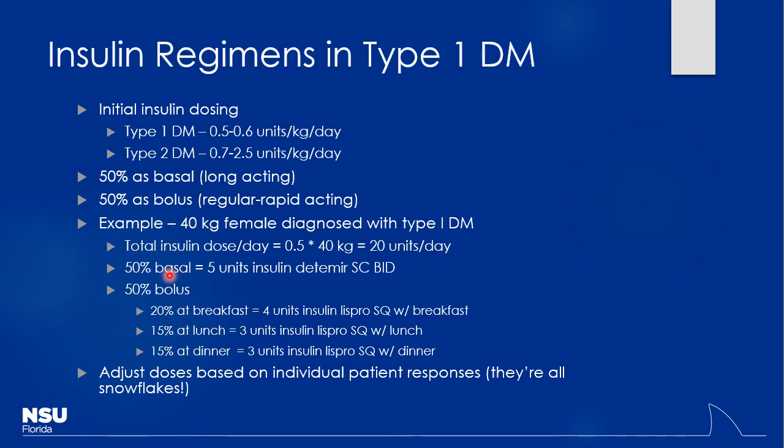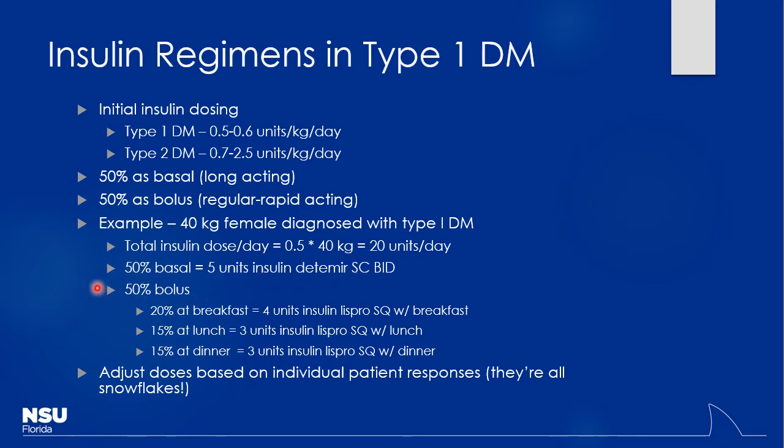So 50% as the basal amount should be 10 units. We'll divide that up and use insulin detemir subcutaneously twice a day, so 5 units in the morning and 5 units at nighttime. Conversely, you could just do 10 units in the morning, but it depends. Sometimes patients run high overnight, so sometimes you want to give a nighttime dose. It just depends on the patient, but let's say we do that twice a day.